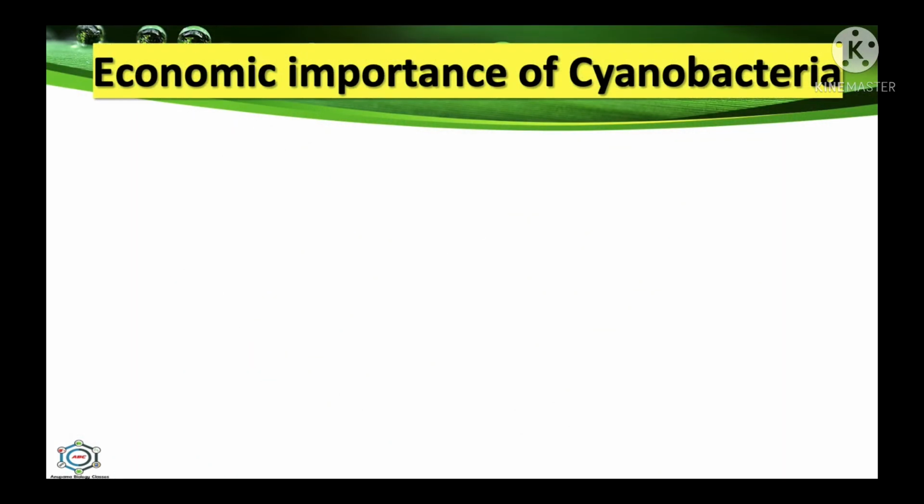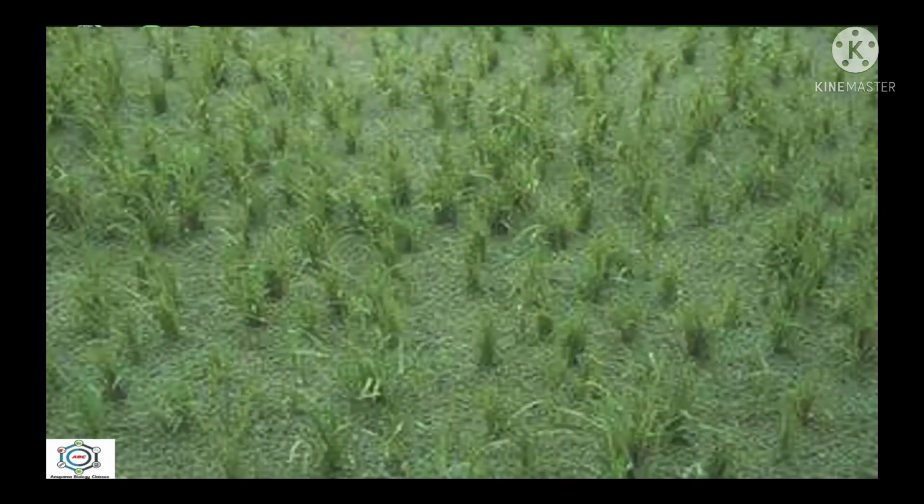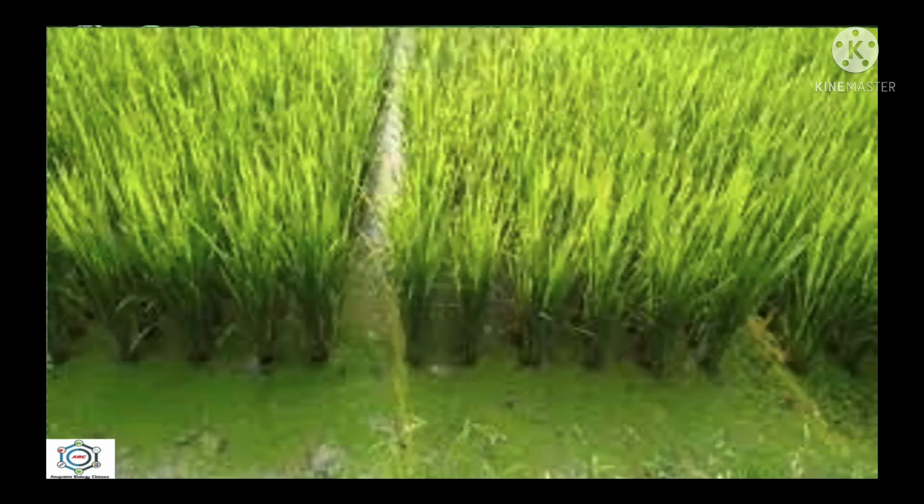Now, what is the economic importance of cyanobacteria? In case of economic importance, there are some useful activities and some harmful activities by cyanobacteria. So, what are the useful activities? The ability of cyanobacteria to fix atmospheric nitrogen, particularly in wetland conditions as in rice fields, is a highly beneficial phenomenon in nature. This property is being explored as green manure by farmers to enrich the soil with nitrogenous salt.